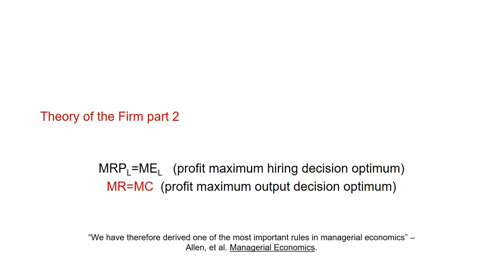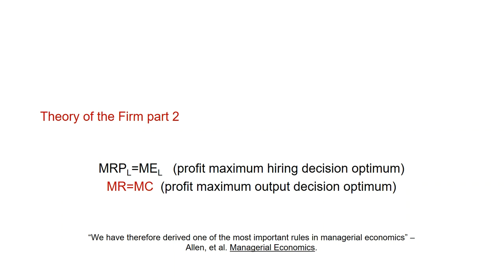And on the last screen, after some discussion, we came to two different things. One is that the marginal revenue product of labor equaling the marginal expenditure on labor, typically the wage rate, is the profit maximizing hiring decision. It is a point of optimality. It is a desire of ours to make sure that we hire in a profit maximizing way.